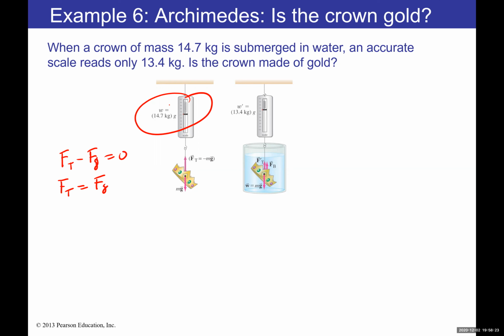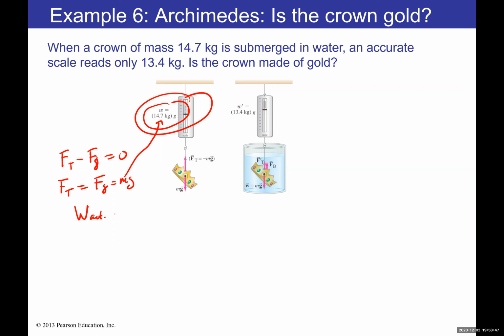If this is measuring in terms of the value, that is basically the mass times g. The mass is 14.7 kilograms, which means it measures the actual mass of the crown. So this is known as the actual mass or actual weight.